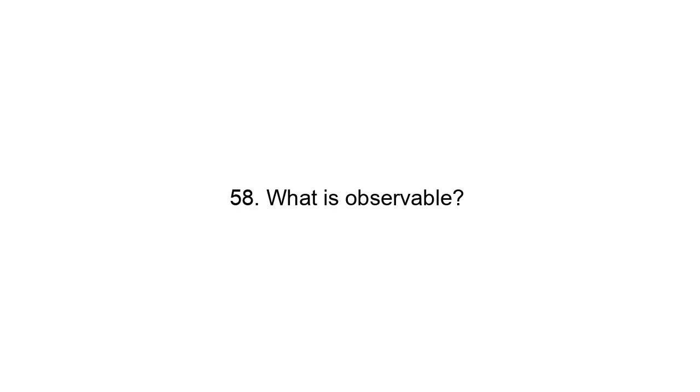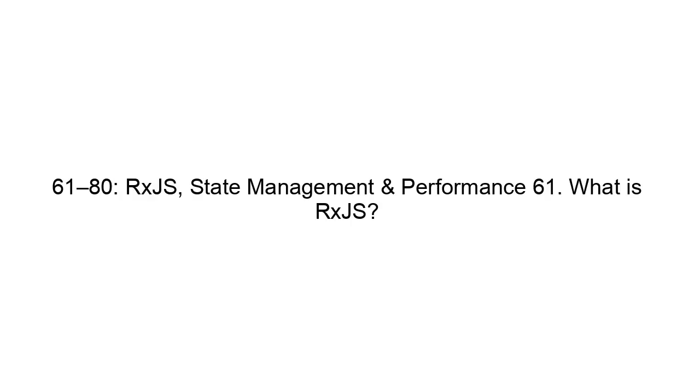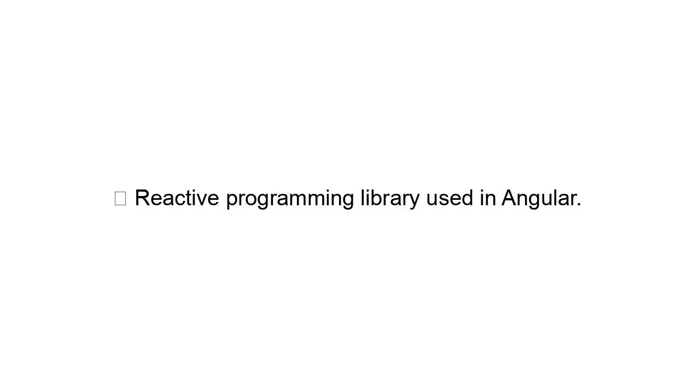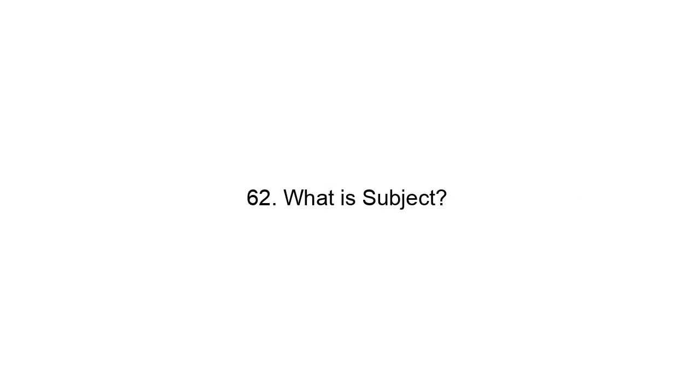58. What is observable? Stream of asynchronous data. 59. What is subscribe? Consumes observable values. 60. Observable versus promise. Observable means multiple values. Promise means single value. 61 to 80. RxJS, state management and performance. 61. What is RxJS? Reactive programming library used in Angular. 62. What is subject? Observable and observer together. 63. Types of subjects: Subject, BehaviorSubject, ReplaySubject.